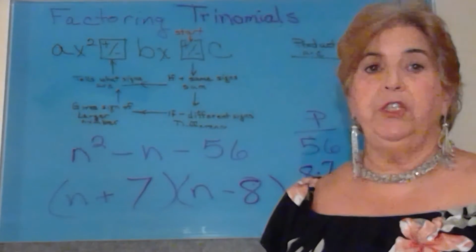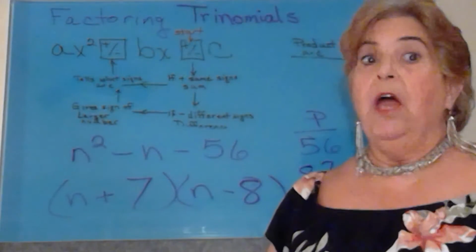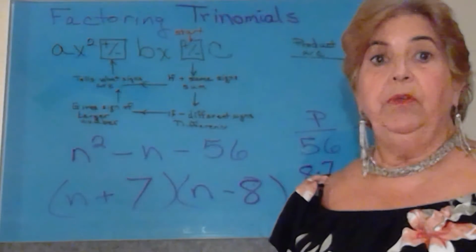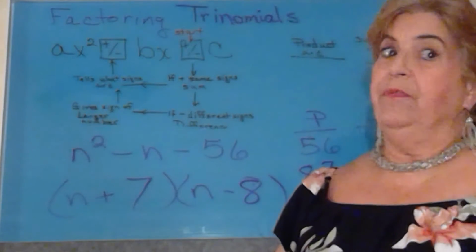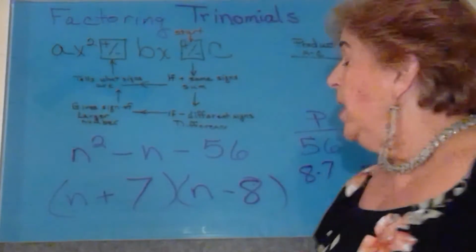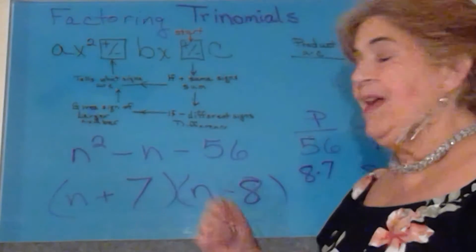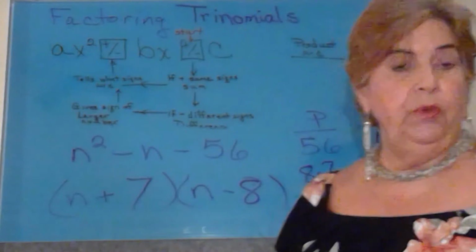Now, I showed you how to check the first problem. I haven't checked the rest of these. You can easily check them using FOIL. And of course, if this is on a test or in the middle of an important problem, you're going to make sure that you have the correct factors. So you want to make sure that you check them.